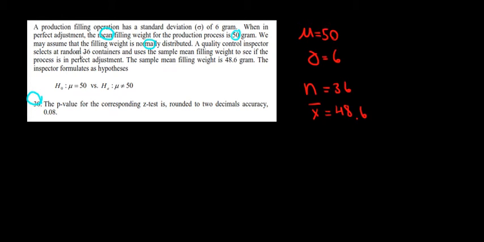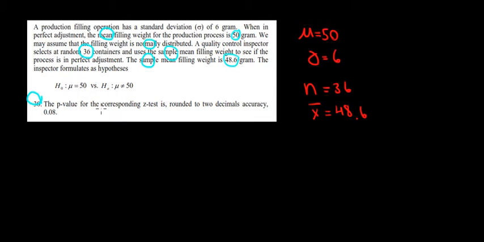Now an inspector selects at random 36 containers and uses the sample mean to see if the process is in perfect adjustment, and the sample mean is 48.6 grams. Now we have this hypothesis. Is the mean of this production filling actually 50 or different than 50? What's the p-value for this test?